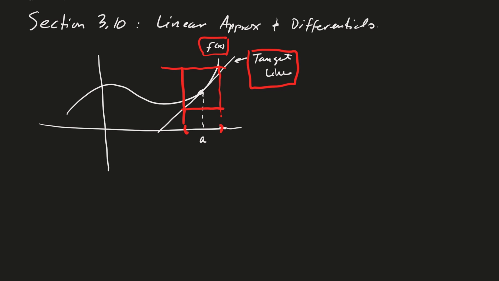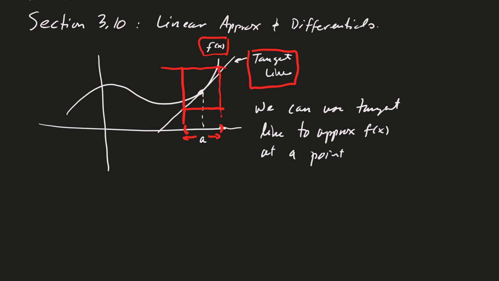Okay, and then we see that as you move away from the point a, the difference between the line and the function starts to grow, and that's pretty common. Okay, so our approximation we're going to use, we can use the tangent line to approximate f of x at a point, and we'll say a, f of a, just to emphasize that we're at this point on the graph.